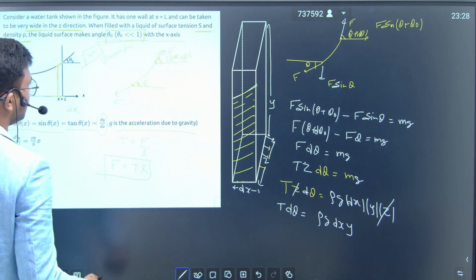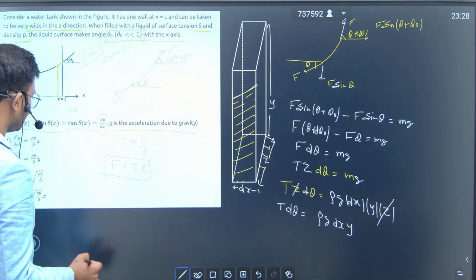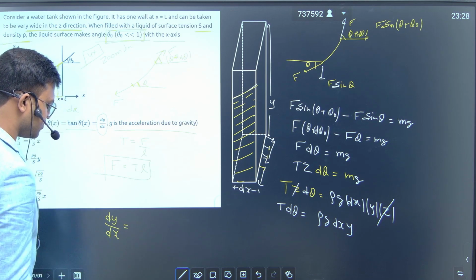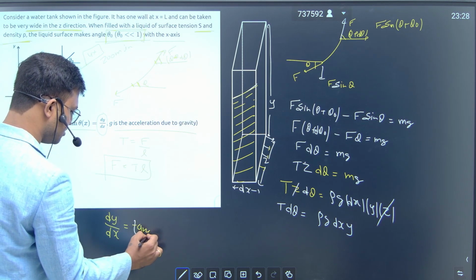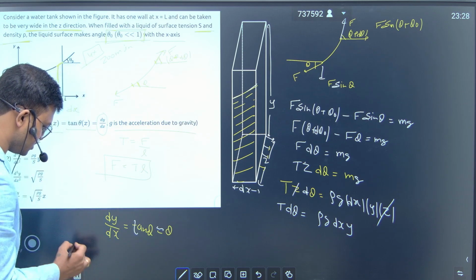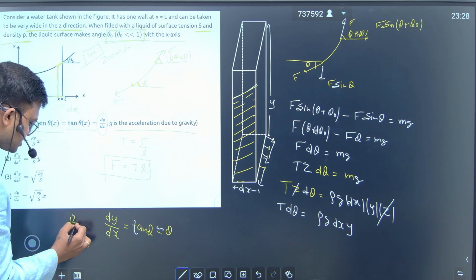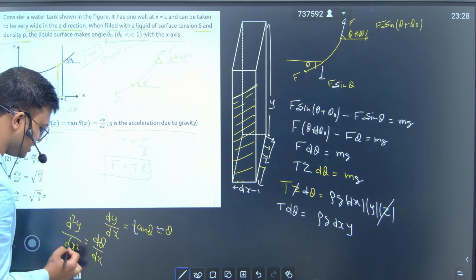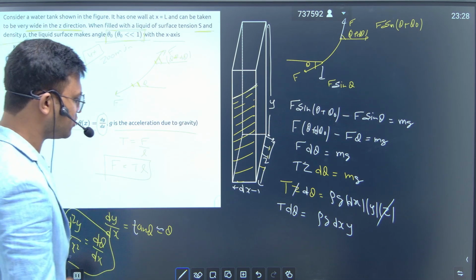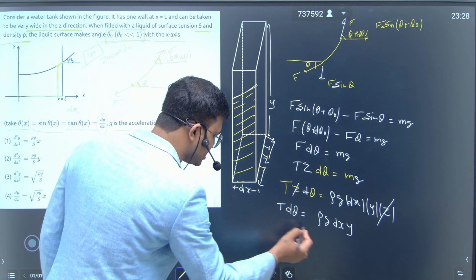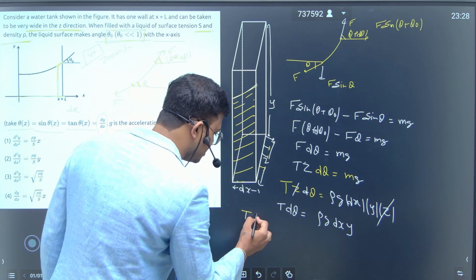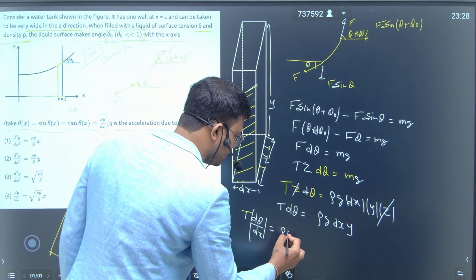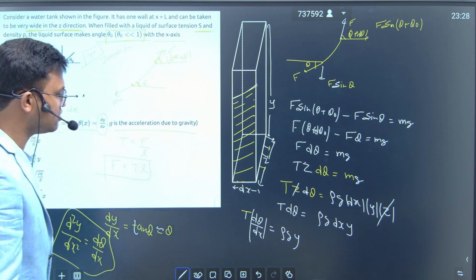They have given dy by dx equal to tan theta, which can be written as theta. Because we need d2y by dx square, it is equal to d theta by dx. Now let's use this expression and differentiate this whole term with respect to x. So T into d theta upon dx can be written as rho into g into y, as dx and dx cancel out.